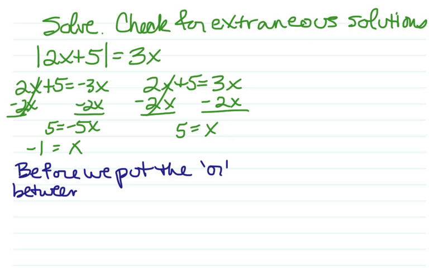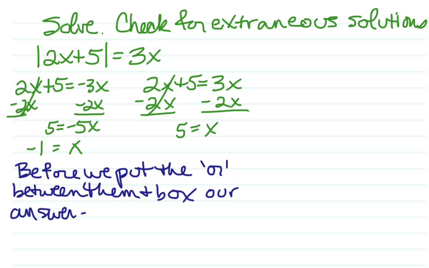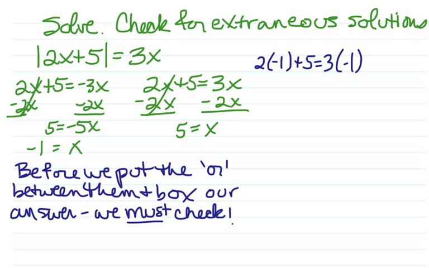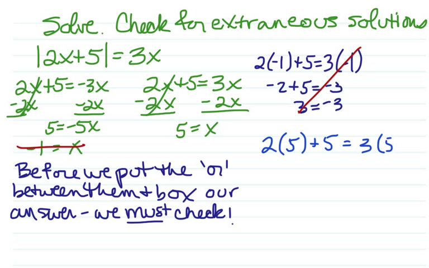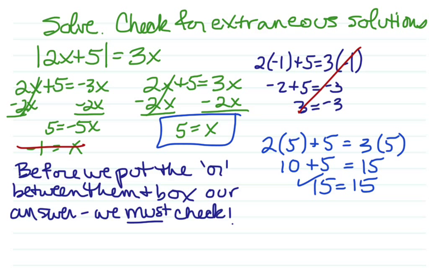Before we put the OR in there, circle our answer, box our answer, what have you, we need to check, because we got 2 solutions, but it's telling us to check for extraneous solutions. We don't know if those are both true solutions. We have to check them. We have to substitute. So we're going to substitute the -1 first. We get -2 plus 5. That's going to be 3. That is not equal to -3, so that is not a solution. Substitute the 5. We get 10 plus 5 equals 15. That's true. 15 is equal to 15, so that is a good solution. So we only have one solution to this absolute value equation. That's okay, that'll happen. Only one solution.